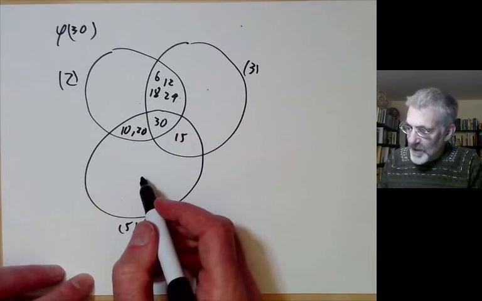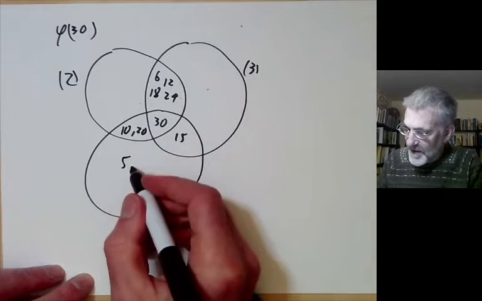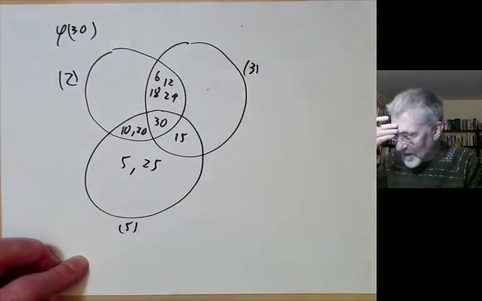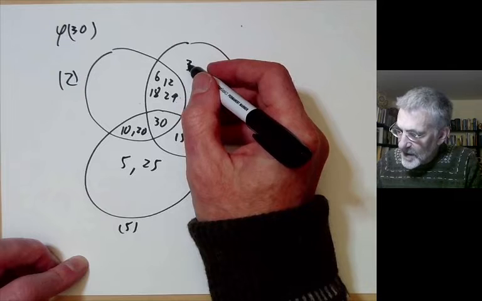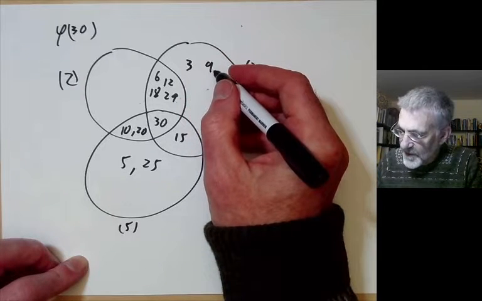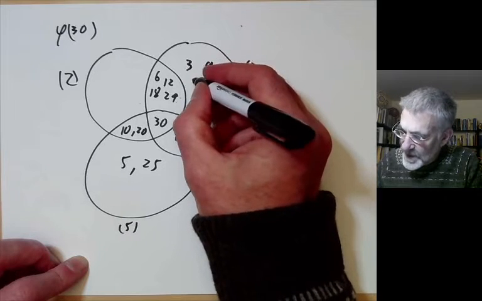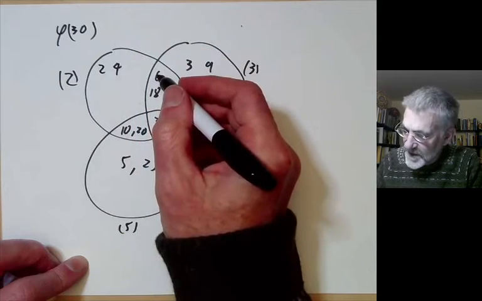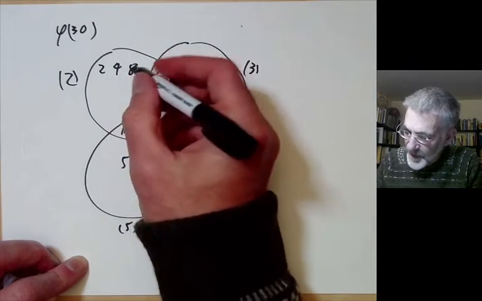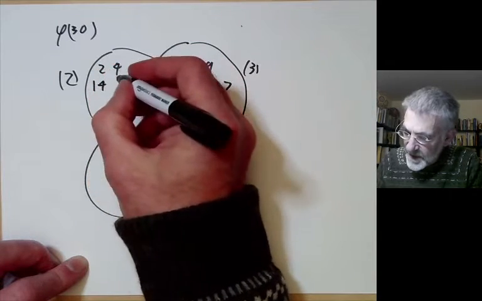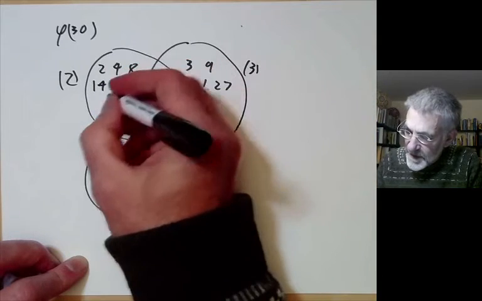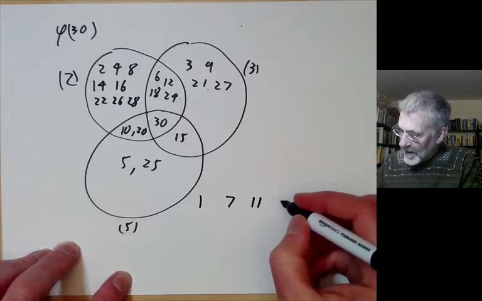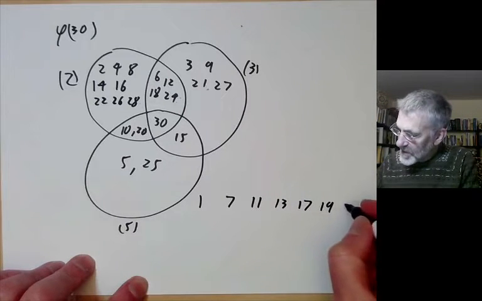And here we get the ones divisible by 5, which aren't divisible by 2 or 3. So we get 5, 10, 15, 20, 25, I guess. And here we get multiples of 3 not divisible by 2 or 5. And I'm getting a bit confused by this, so I'll probably get them wrong. So we get 3, 6, no, 9, yes, 12, no, 15, no, 18, no, 21, yes, 27, yes. And here we get 2, 4, 6, 8, 10, 12, no, 14, yes, 16, 22, 26, 28, I think. And the ones left over are 1, 7, 11, 13, 17, 19, 23, and 29.